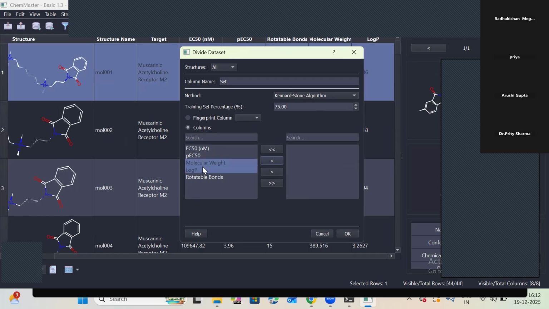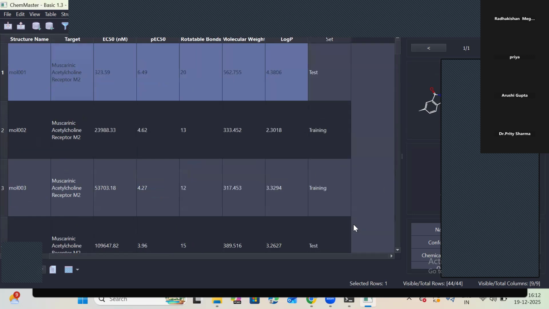Molecular weight, log P, rotatable bonds, we want to click these descriptors. Here this option is showing, right? The set option has test and training. Why does this option have different test and training values for different compounds? When the compound is set as training, it is used to build the QSAR model. When the compound is set as test, it is used to predict the performance.